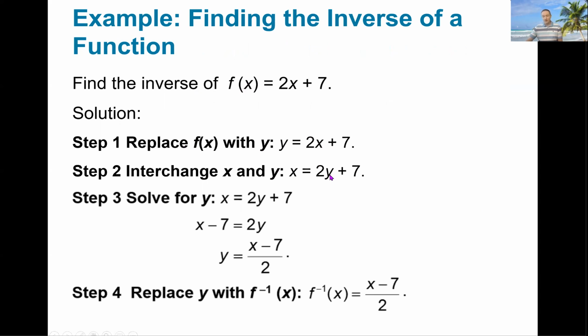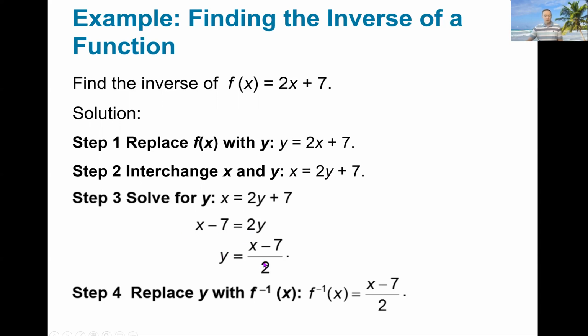The inverse function should be what you get when you solve this switched equation of x and y for the new y variable. If I'm trying to isolate that y, the first step I would do is subtract 7 on both sides. I'll get x minus 7 is equal to 2y. That's what I did right here. And then let's divide by 2 on both sides. When I divide by 2, I'm going to get y is equal to x minus 7 over 2.